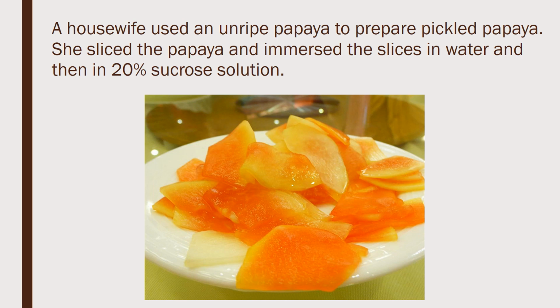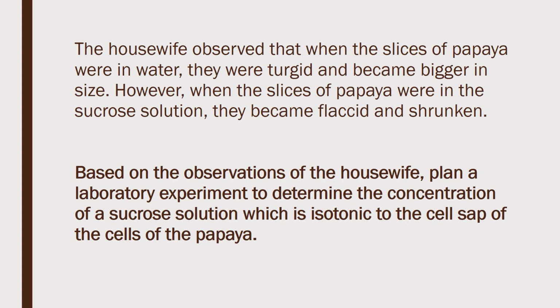A housewife used an unripe papaya to prepare pickled papaya. She sliced the papaya and immersed the slices in water and then in a 20% sucrose solution. The housewife observed that when the slices of papaya were in the water, they were turgid and became bigger in size. However, when the slices of papaya were in the sucrose solution, they became flaccid and sunken.